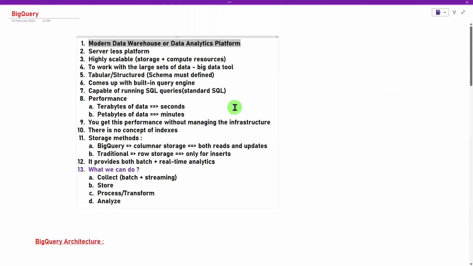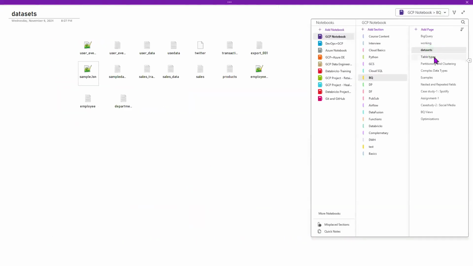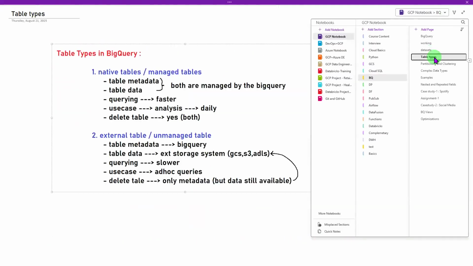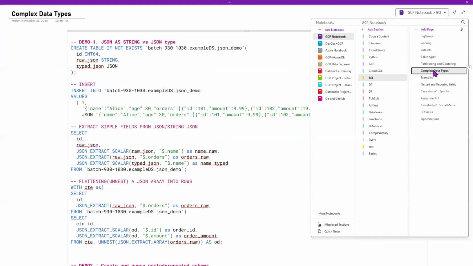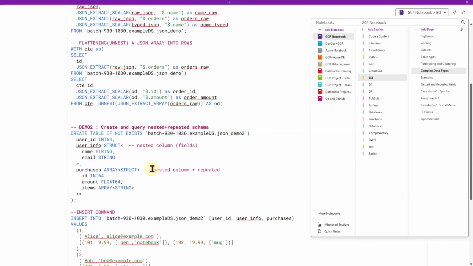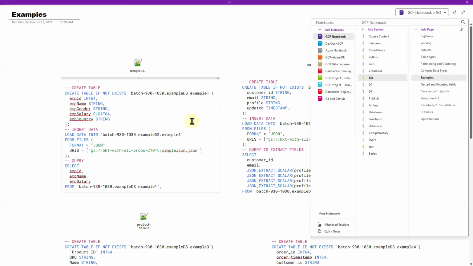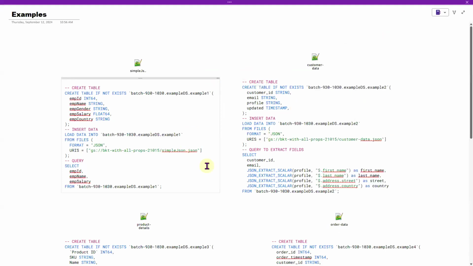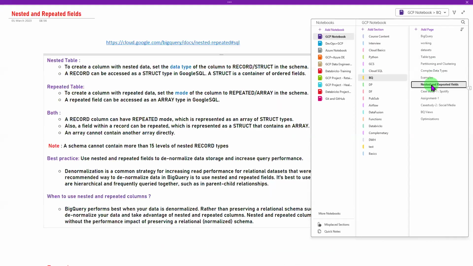Again, BigQuery. What is BigQuery? BigQuery architecture, dataset for your practice purpose, table types, partitioning and clustering, working with complex data types, which is very famous. Most people do not cover this one. Look here, working with JSON arrays and arrays with nested and repeated fields, and all of these, with a sample dataset and examples also here. And then nested and repeated fields.